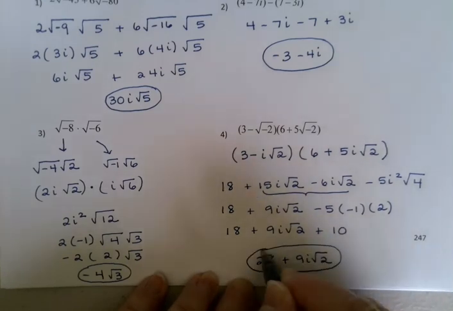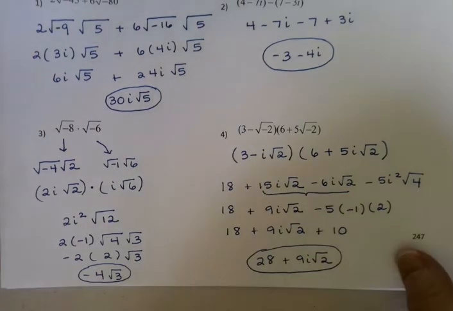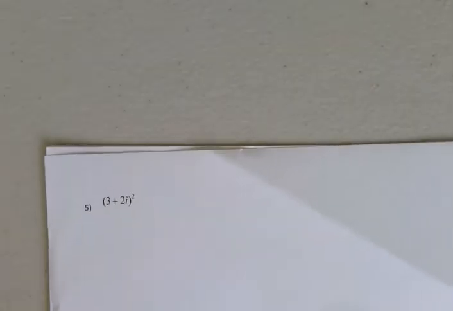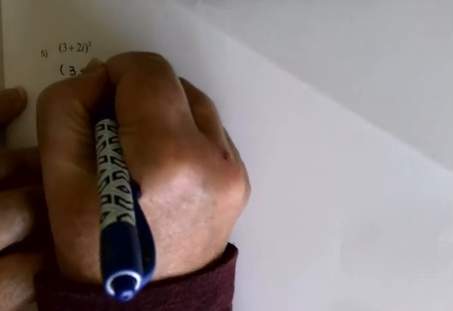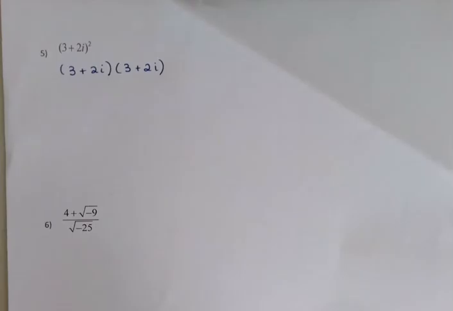All right, let's look at a couple more. In example 5, we have the imaginary number 3 plus 2i, and we want to square it. Just like any other binomial, when you square it, you need to make sure that you multiply it by itself. You can't apply a square across addition or subtraction. You've got to actually multiply it out.